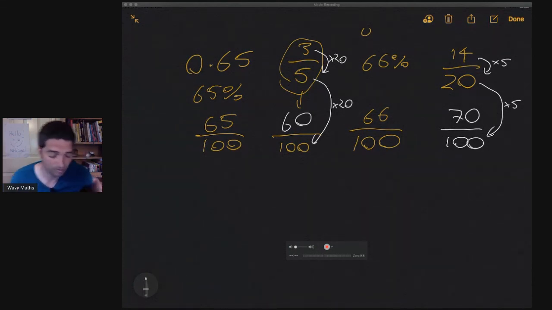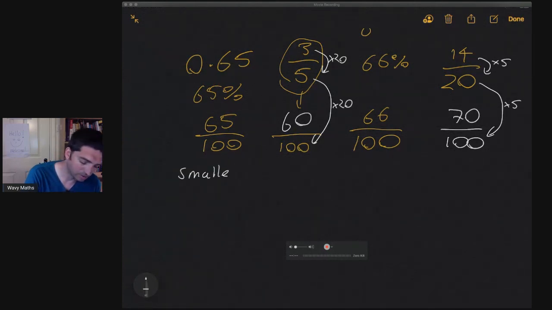And now we can compare them because we've got 65 out of 100, 60 out of 100, 66 and 70 out of 100. So clearly now the biggest one is 70. Now if it was an exam, it would ask you largest first or the smallest first. So let's do it smallest first. So in that case, we're going to write 60 over 100, which is 3/5. Make sure you write the original one it asks you for. Don't write the thing you've converted it to.